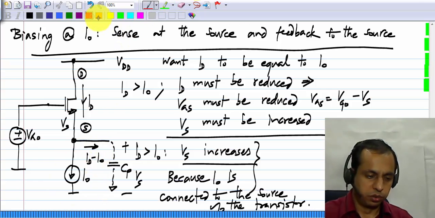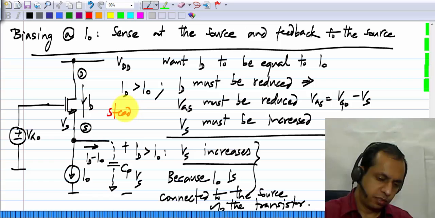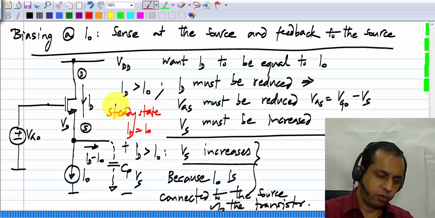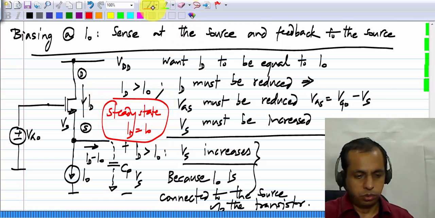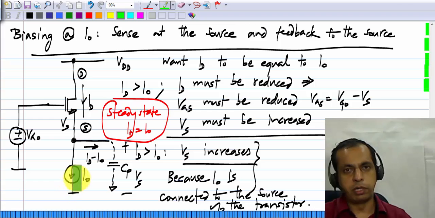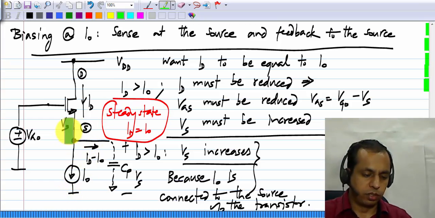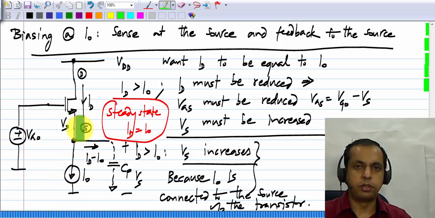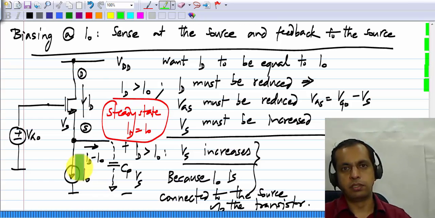So in steady state, ID equals I0. So to bias the transistor in this way, to sense at the source and feed back to the source, we don't have to do anything. All we have to do is to connect the current source to the source of the transistor.